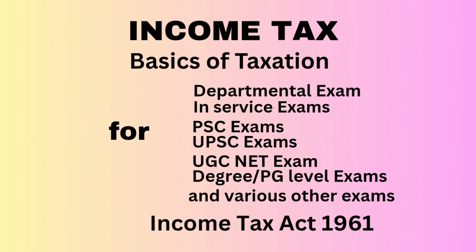An AOP or BOI or local authority or an artificial juridical person shall be deemed to be a person, whether or not such person or body or authority or juridical person was formed or established or incorporated with the object of deriving income, profits, or gains.